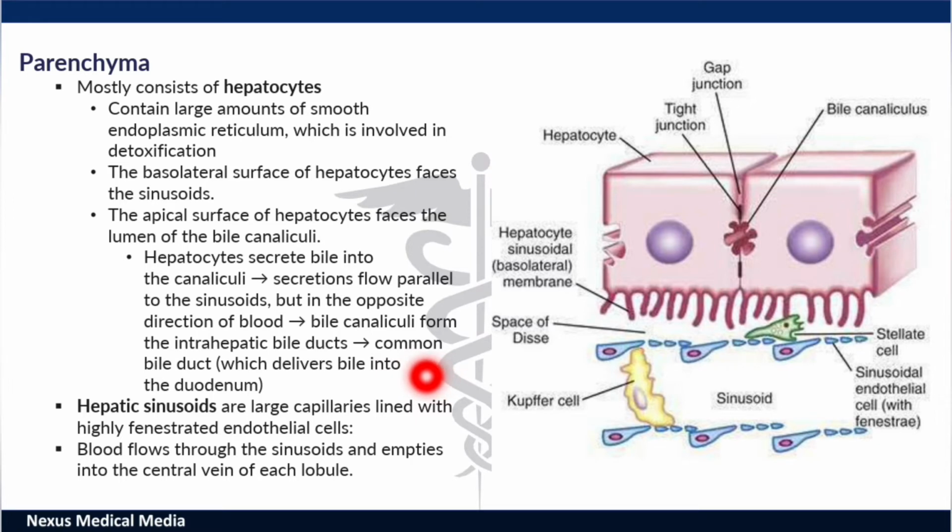Remember I told you that the liver has a right and left lobe. Those are the main ones. So there will be a right hepatic duct and a left hepatic duct, and those will combine to form the common bile duct. Hepatic sinusoids are large capillaries lined with highly fenestrated endothelial cells. Blood flows through the sinusoids and empties into the central vein of each lobule.